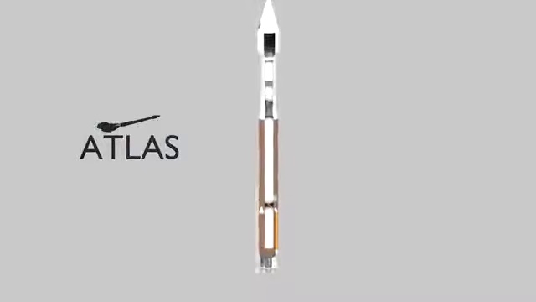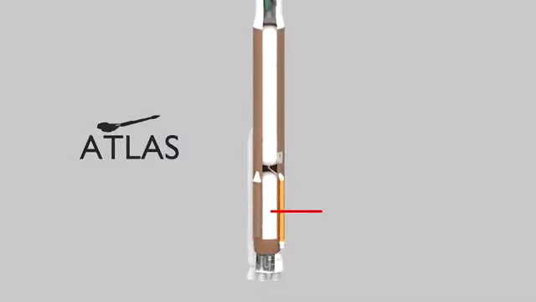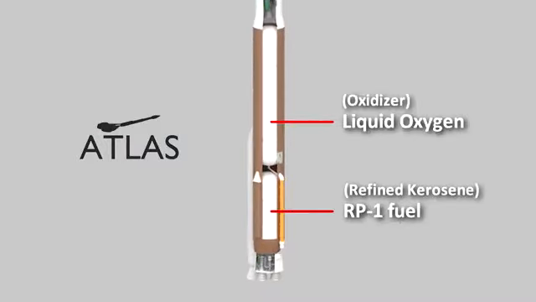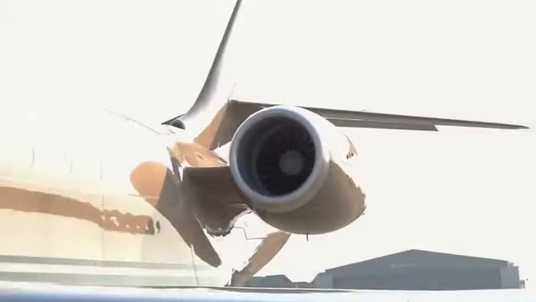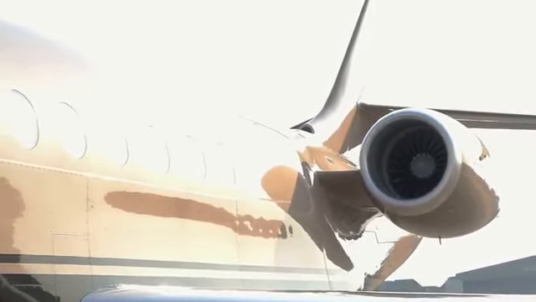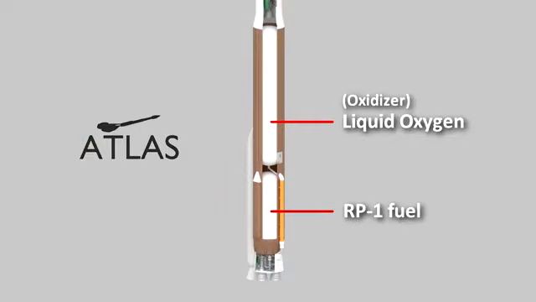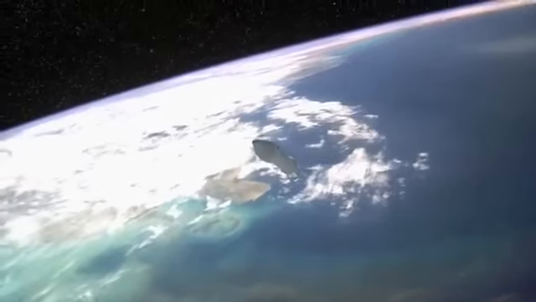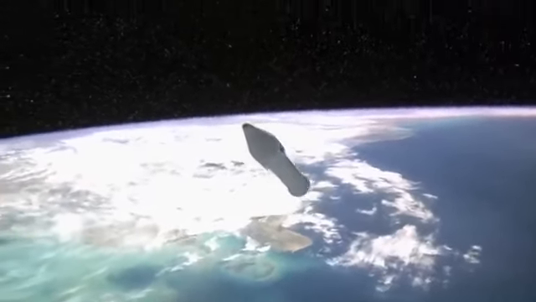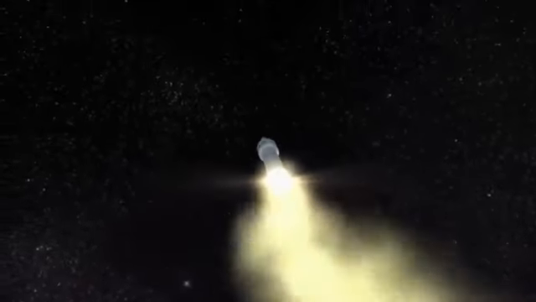The main engine is powered by liquid oxygen and RP1, which is a highly refined form of kerosene, similar to jet fuel. How does a rocket work? First, a rocket does not rely on the atmosphere to oxidize the fuel like a jet engine does. That's because it carries its own oxidizer. This allows it to function in outer space where there is no atmosphere available. A jet engine would not work here because there's no oxygen available to burn the fuel.